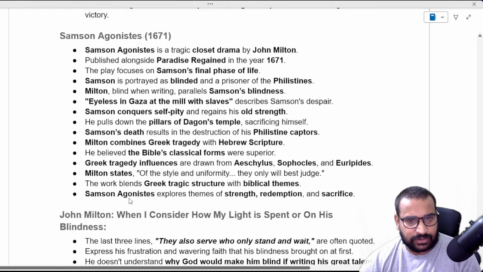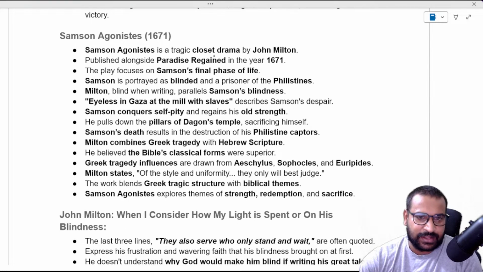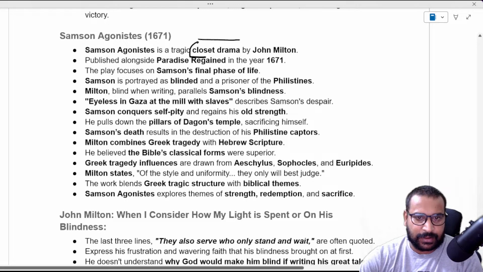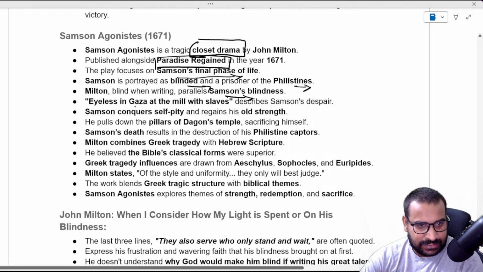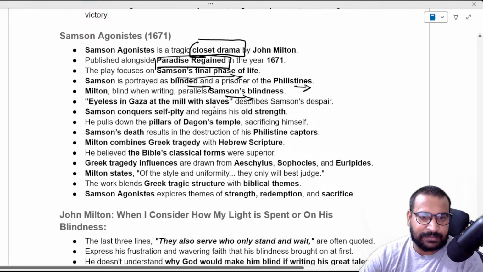Remember Samson Agonistes. Very important. Why? Because of the closet drama. They ask questions on that. It was published together with Paradise Regained. Very important. This play focuses on what? Samson's final phase of life. Samson is portrayed as blinded and a prisoner of the Philistines. Milton, blind when writing, parallels Samson's blindness. Eyeless in Gaza at the mill with slaves. That was the question recently.